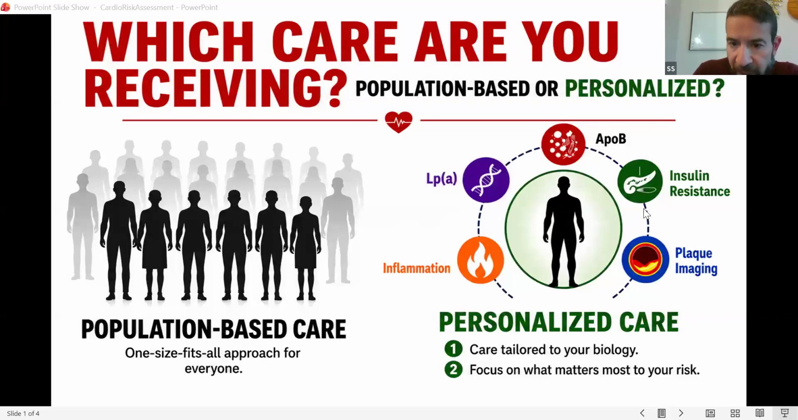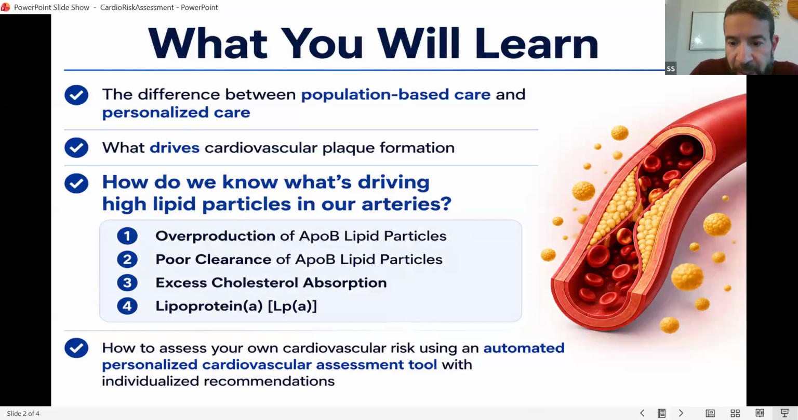So let's see what we have here today. Today we will learn the difference between population-based care and personalized care, what drives cardiovascular plaque formation, and how do we know what's driving high lipid particles in our arteries? Is it due to overproduction? Is it due to poor clearance by the liver? Is it due to excess cholesterol absorption from the intestine? Or is it due to a genetic component under the name of Lp(a)?